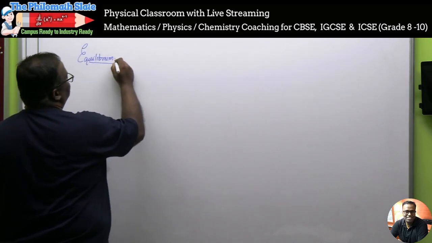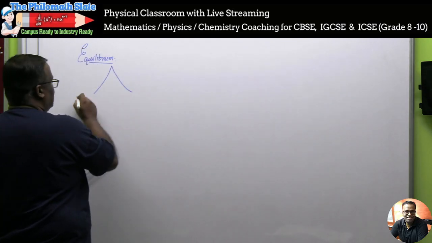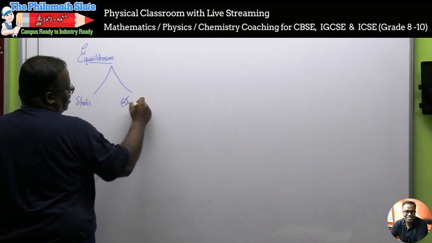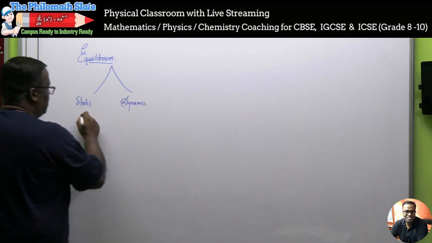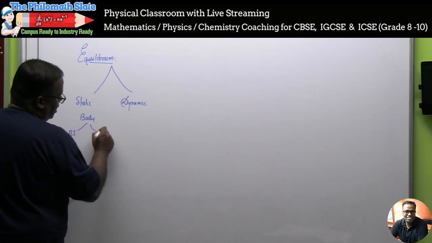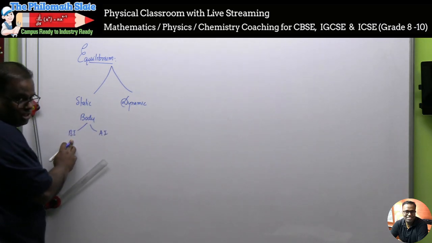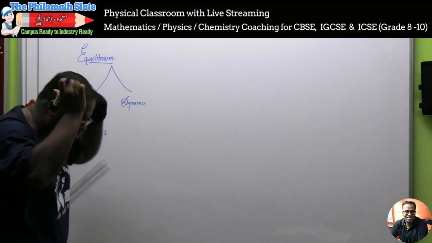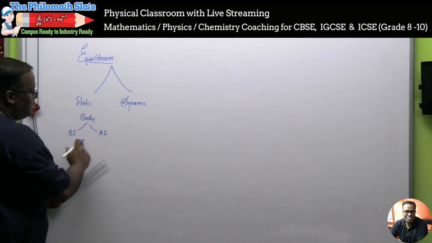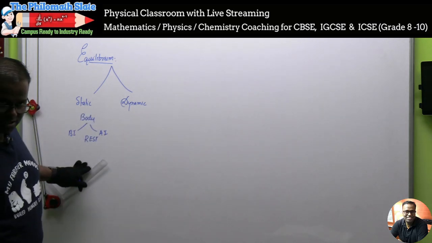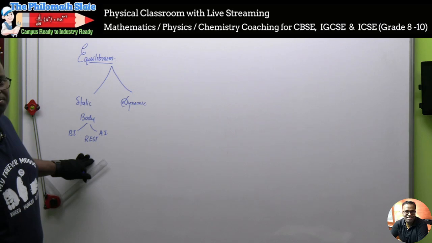Okay, equilibrium. Equilibrium can be of two types: static and dynamic. In static, body, BI and AI. BI means before incident. Before we asked Asmita to press her head on both sides. What is the body? Her head. What is the incident? She pressing her head on both sides. Before incident and after incident, body will always be at rest. Do you understand? This is called static equilibrium.